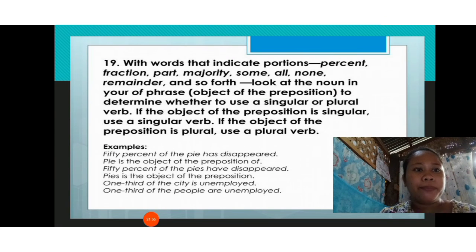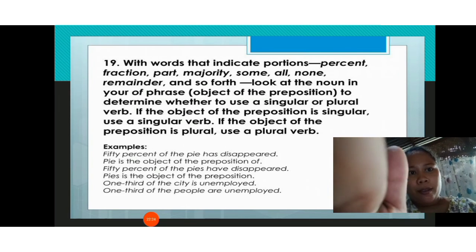Number 19. With words that indicate portion, percent, fraction, part, majority, sum, all, none, remainder, and so forth, look at the noun in the of phrase, the object of the preposition, to determine whether to use a singular or plural verb. If the object of the preposition is singular, use a singular verb. If it is plural, use a plural form of the verb.